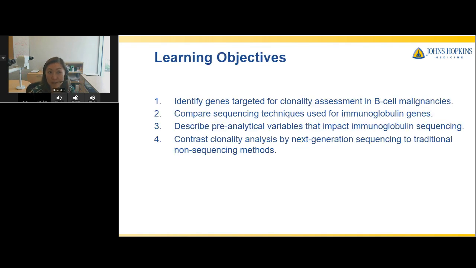To begin, here are our learning objectives. I will begin with some background on the actual targets that are being sequenced. Then we will compare sequencing techniques that are available. Then I will talk about some pre-analytical variables that you should be thinking about if you're thinking about adopting this for research or clinical use. And then lastly, I will compare and contrast how you determine clonal proliferations by next-gen sequencing versus the more traditional techniques. The one disclaimer I want to put on all of this is that any data I share was generated from my research work, and it's not clinical testing.